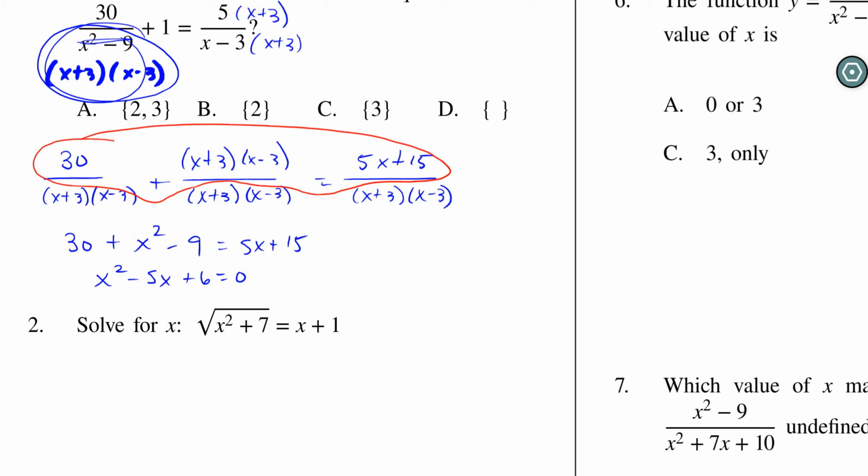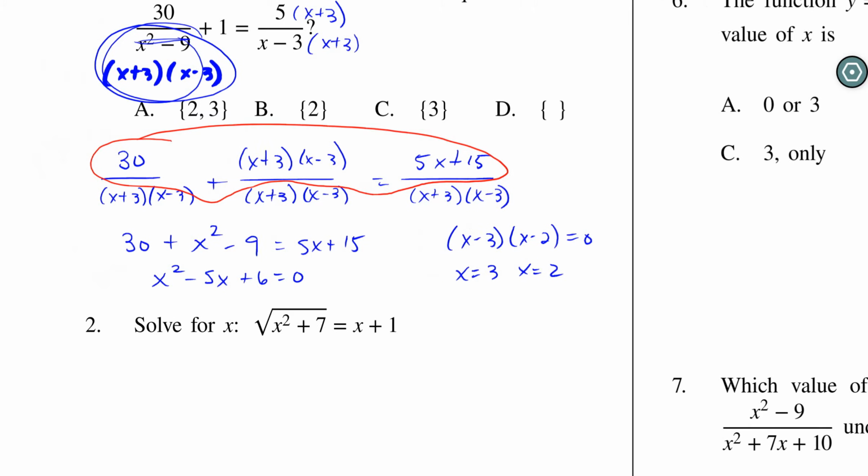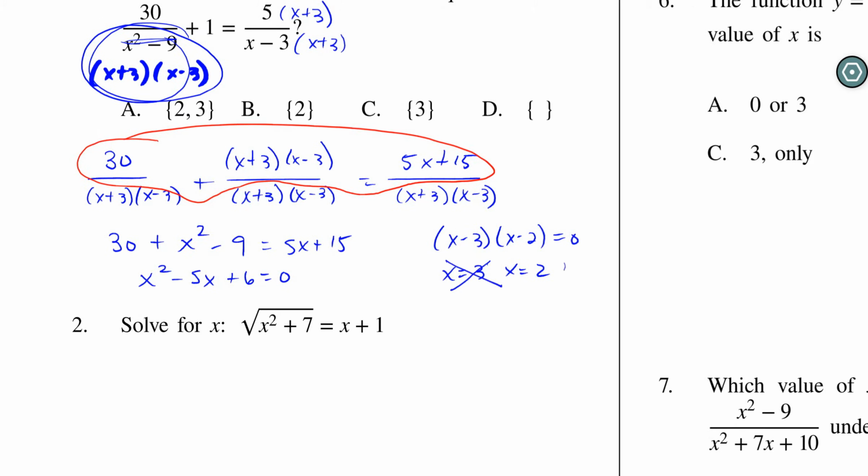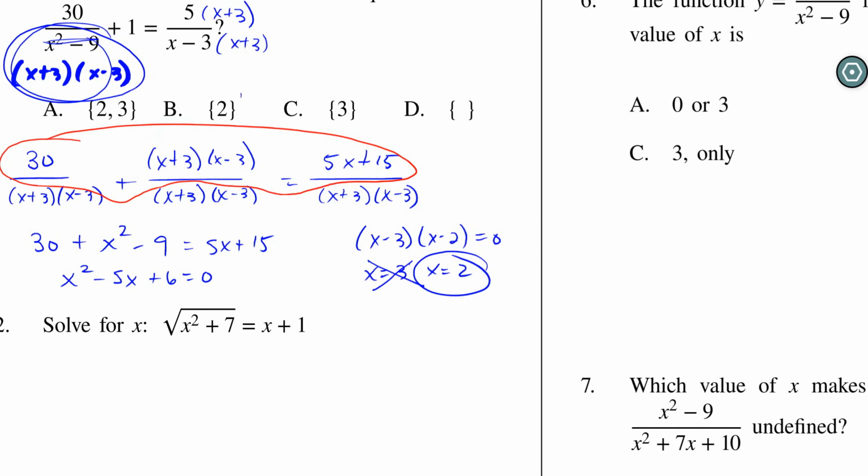If we then factor, we're going to get x minus 3, x minus 2, both equal 0. So my two answers are 3 and 2. Now, choice A looks like it's the right answer, but we have to remember, for every one of these we have to check our answers. If you check 3, 3 does not work. 3 is what we call an extraneous solution, which is why choice B is the answer.